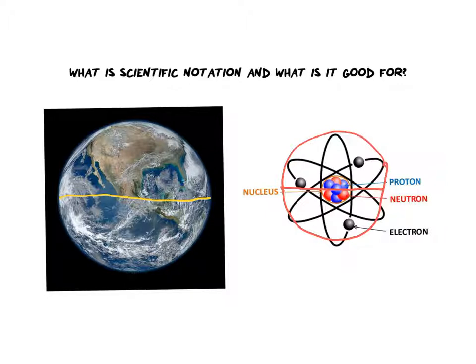So that's what scientific notation is used for, because if we had to put all the zeros to talk about how small this is and how huge this was, that would be a heck of a lot of zeros.